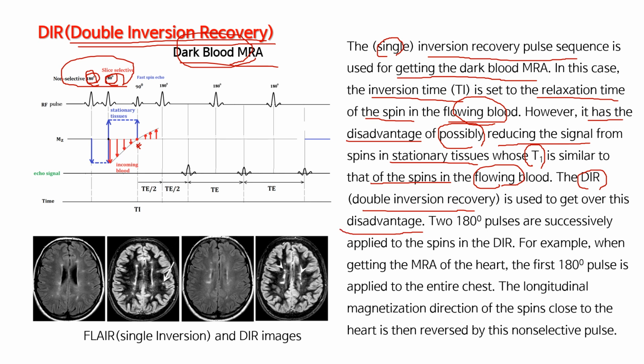Two 180 degree pulses are successively applied to the spins in the DIR. For example, when getting the MRA of the heart, the first 180 degree pulse is applied to the entire chest. So the first 180 degree pulse is a non-selective pulse, right? So this 180 pulse is not applied to a specific slice, but to a region including the organ you want to visualize.